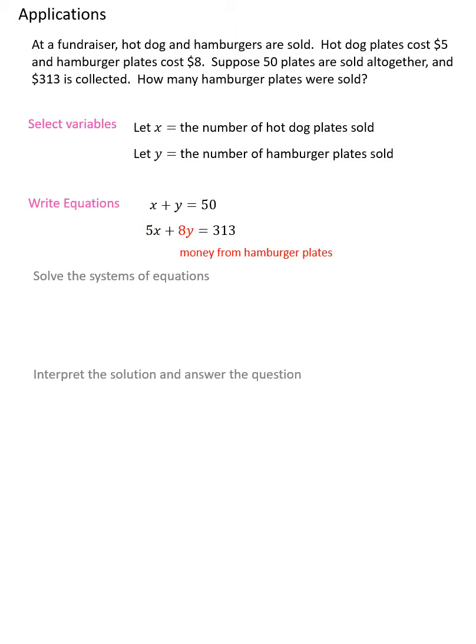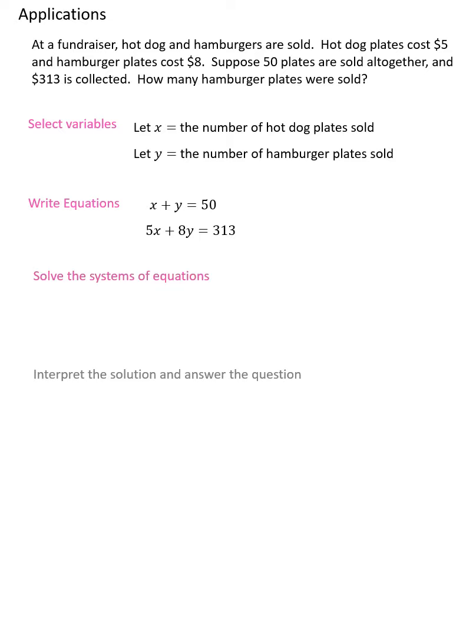Likewise, 8y represents an amount of money. I didn't just put an 8 next to the y because y represented hamburger plates and they were $8 each. I'm actually multiplying them together to get a money value. Because if hamburger plates are $8 each and I sold y of them, then 8 times whatever y is would give me the amount of money that I collected from hamburger plates. And so this bottom equation here really says money plus money equals money, or in a more detailed fashion, hot dog money plus hamburger money equals total money.